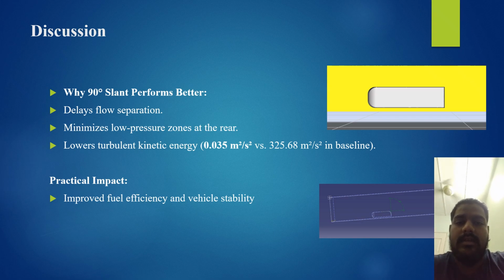This is the discussion. Why does the 90 degree slant perform better? Because it delays flow separation, minimizes low pressure zones at the rear, and lowers turbulence kinetic energy: 0.035 meter squared per second squared versus 3.5 to 5.68 meter squared per second squared in the baseline. The practical impact is improved fuel efficiency and vehicle stability.